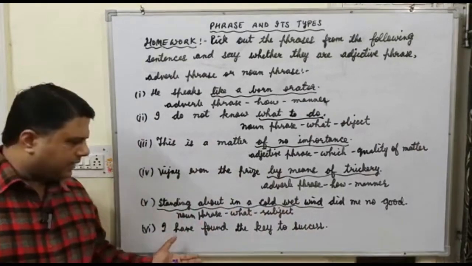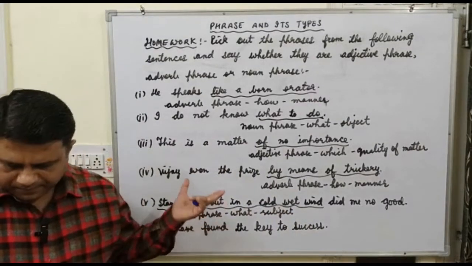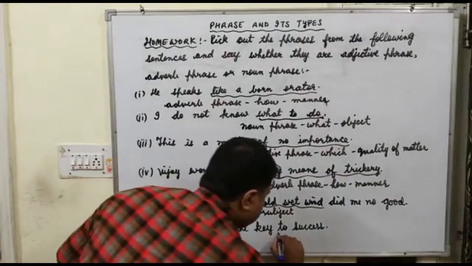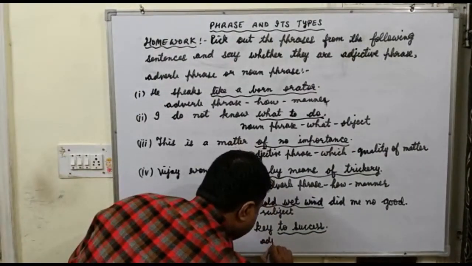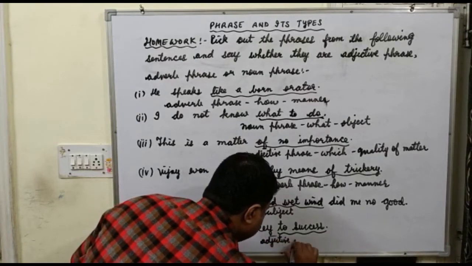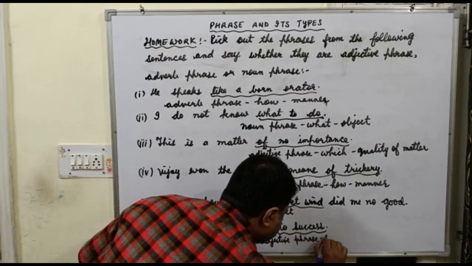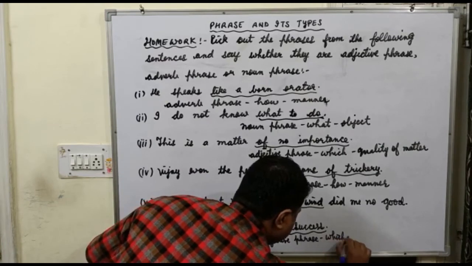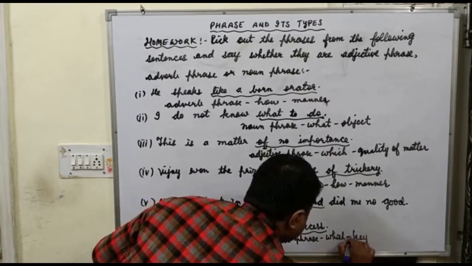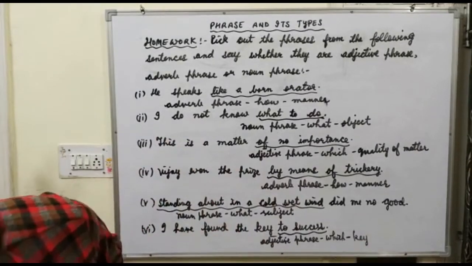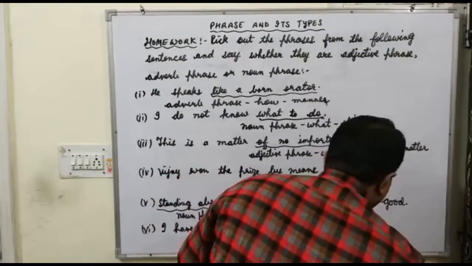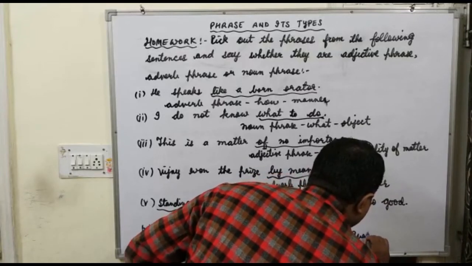Moving on to the last part, I have found the key. Which key? To success. I have found the key to success. So this is an adjective phrase. It tells us which, right? It gives us the answer of key. Which key? So this is telling us the quality of key.